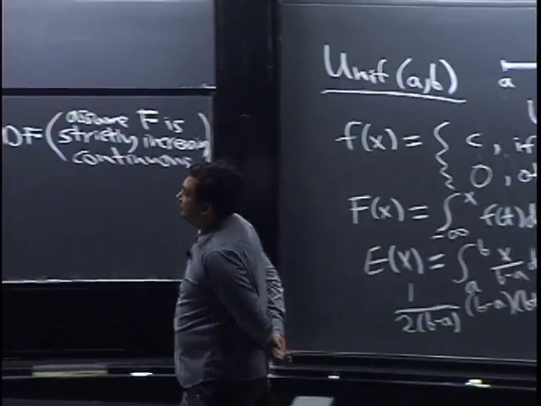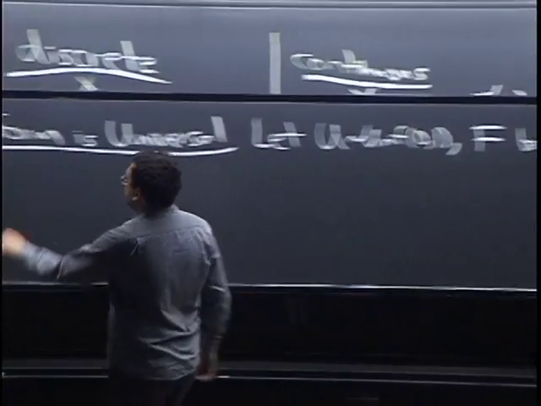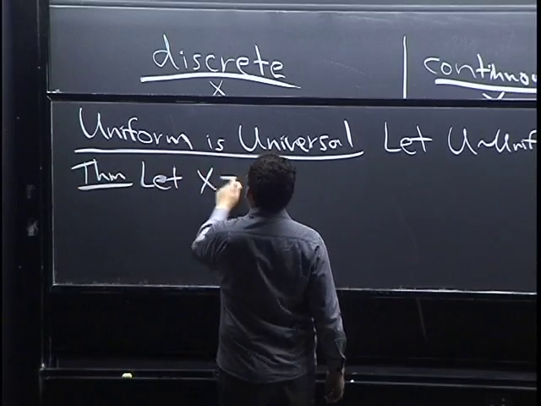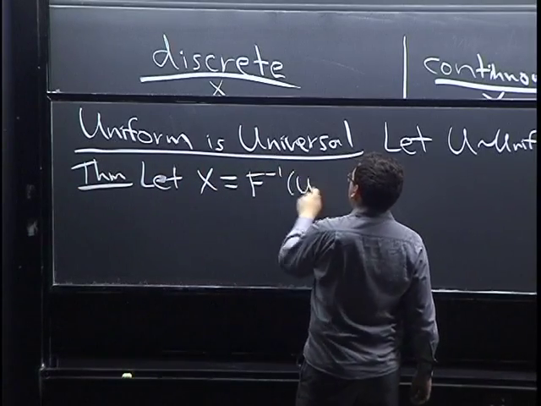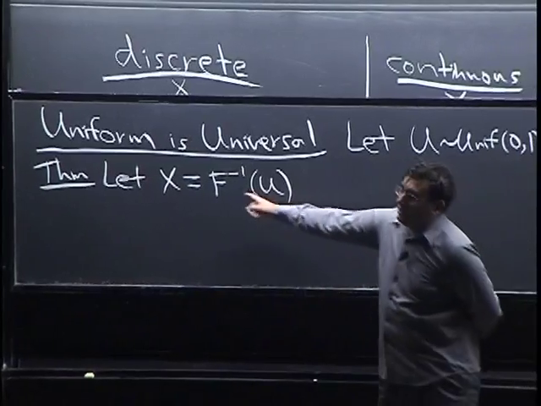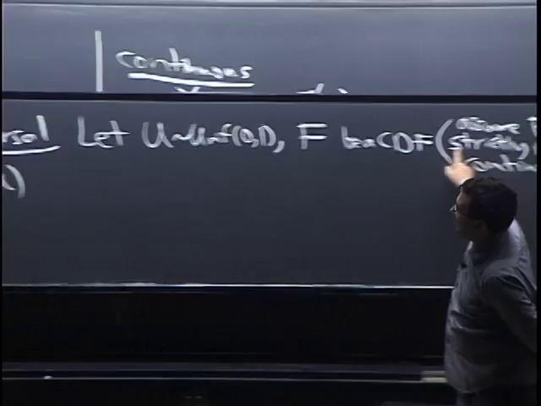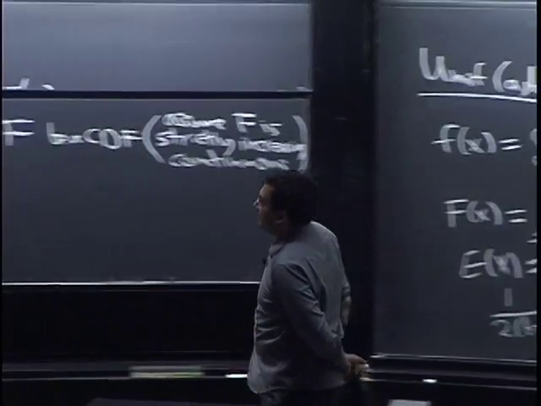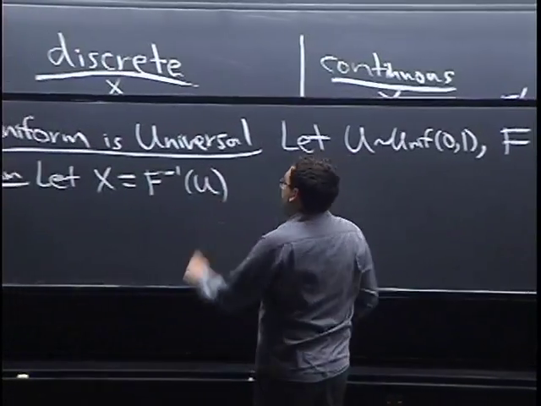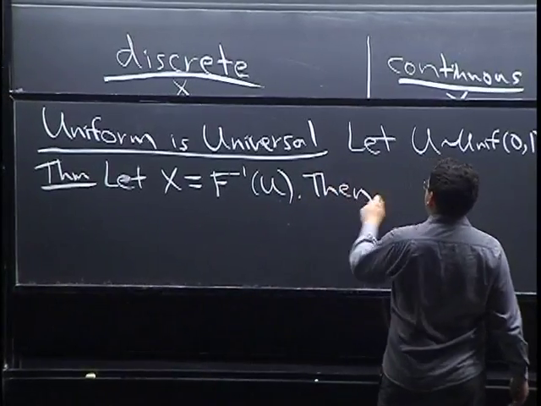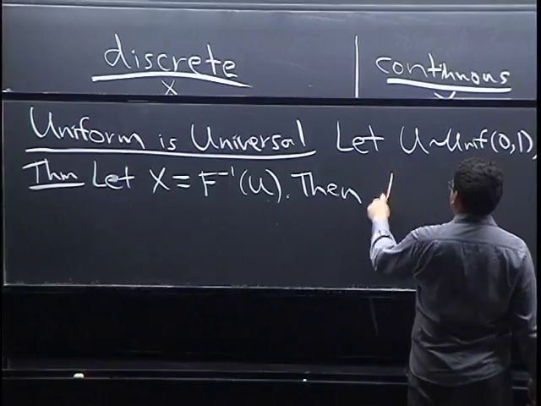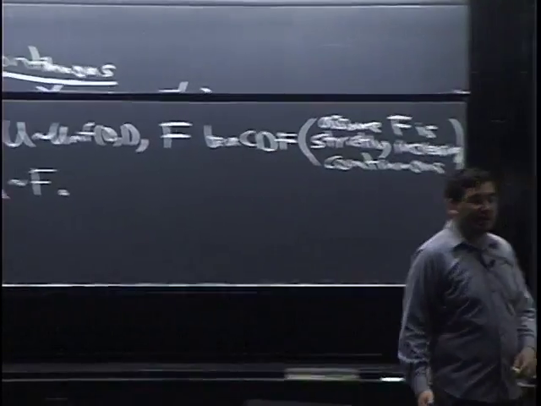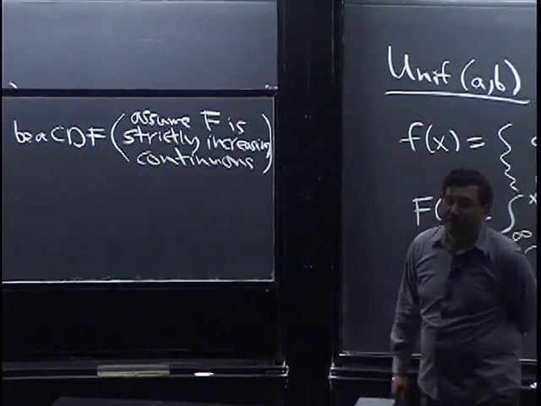Okay? Now, the theorem says that if we define X to be F inverse of U. So the inverse function exists in this case because I took something that was continuous and strictly increasing, so it will have an inverse. So we take the inverse and we plug in U, then the statement is that X is distributed according to F. That is, the CDF of X is F.